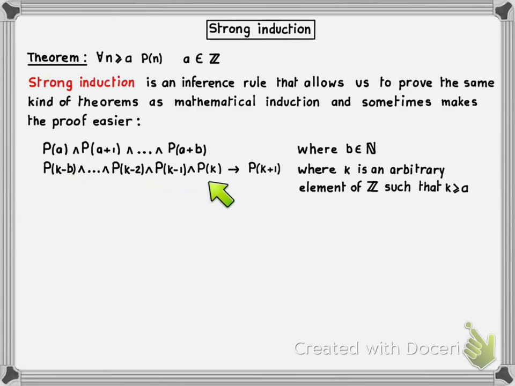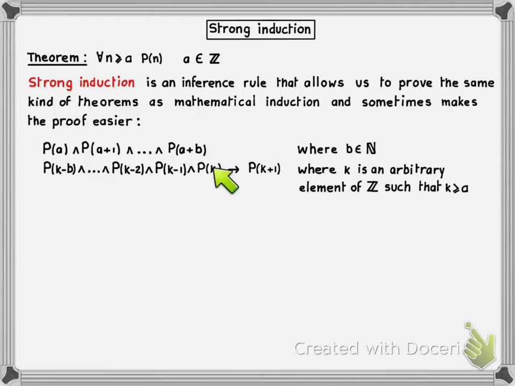So again, if B is equal to 0, this second premise boils down to the same one as mathematical induction. So in a way, mathematical induction is a special case of strong induction when B is equal to 0. That's the first observation. Now, how about when B is greater than 0?